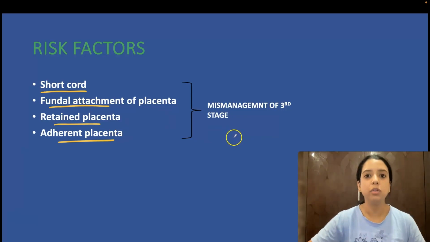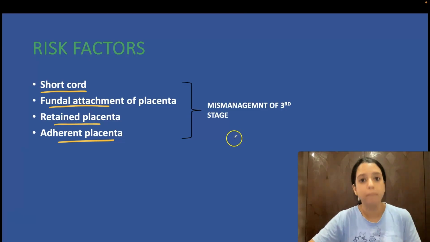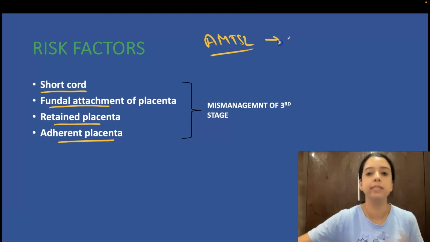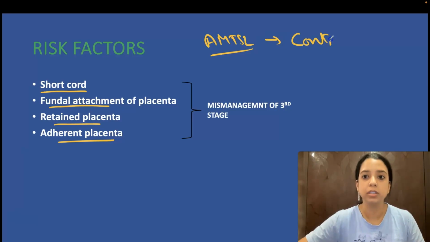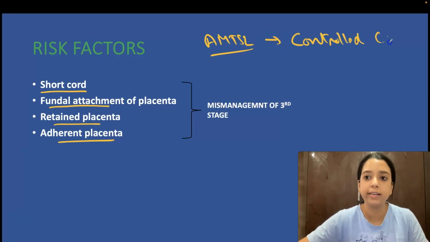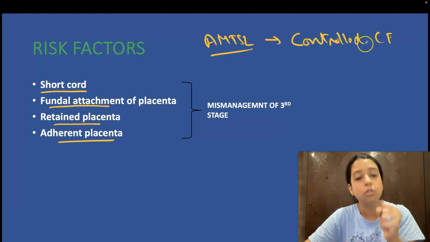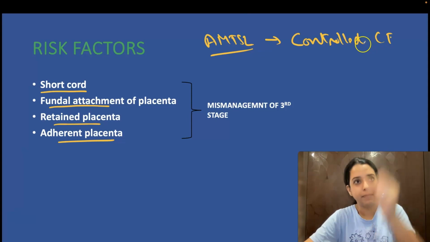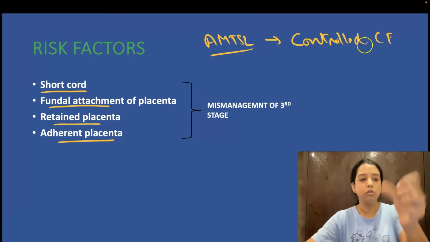If the 3rd stage of labor, which is the stage where placenta is delivered, is not managed properly, uterine inversion will happen. If you remember the steps of active management of 3rd stage of labor, one of the steps was controlled cord traction. What is controlled cord traction? When you apply traction on the cord, it is very controlled. You don't pull it, you just apply a traction. You have just applied a traction, you are not pulling it out.